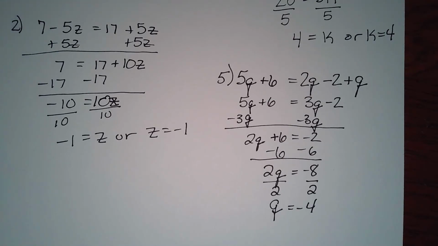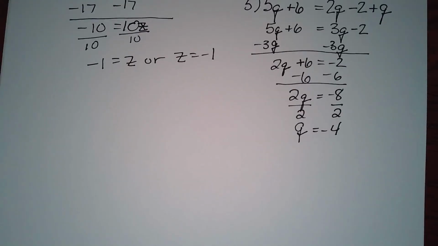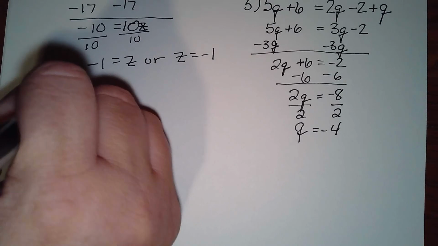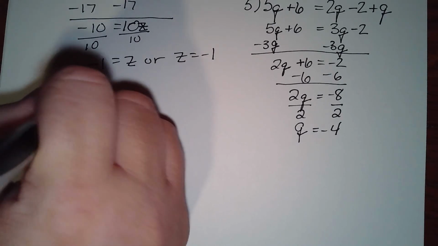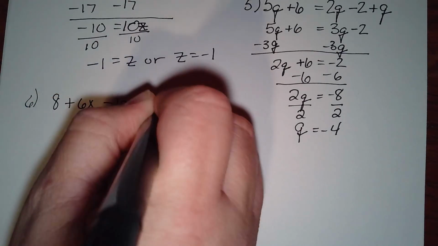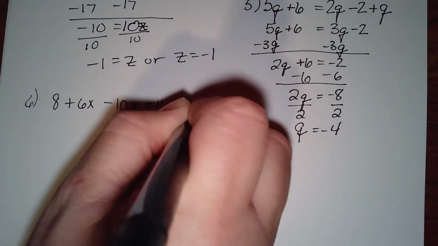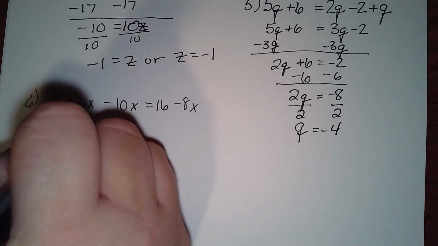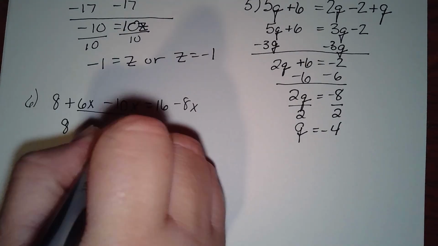Let's look at number 6 before we look at emphasis number 4. So for number 6, I have 8 plus 6x, sorry about that, minus 10x equals 16 minus 8x. Now, this is very similar to the one we just did, only this time we have a couple things to do. So step one, we rewrite it with these two here combined.